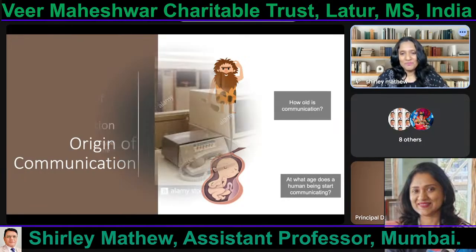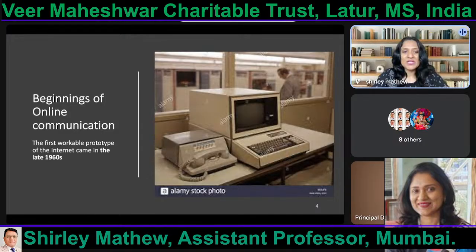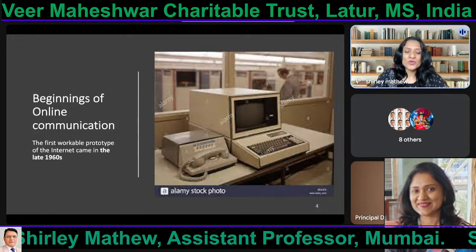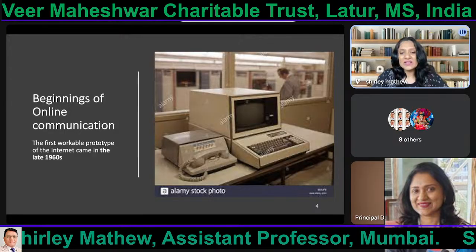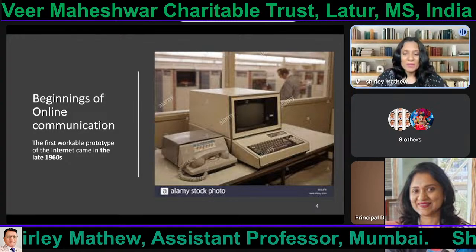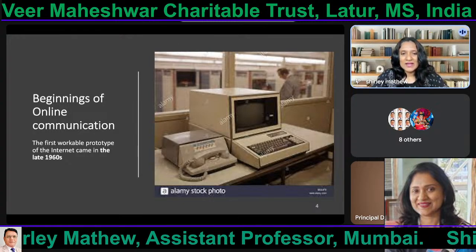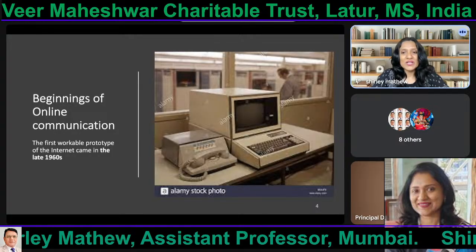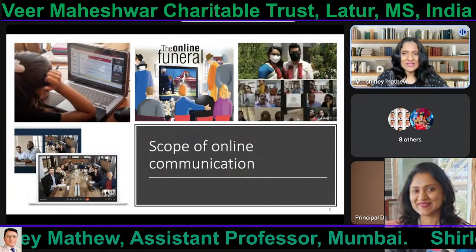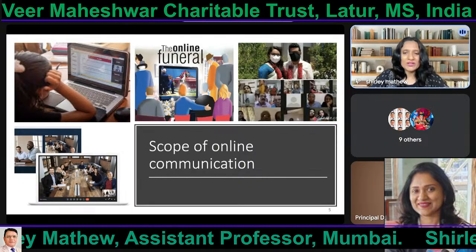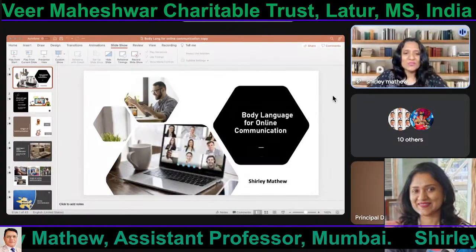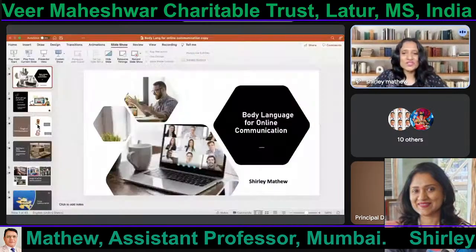Now, if you look at the beginnings of online communication, the first workable prototype of the internet came in the late 1960s. And after that, there has been a rapid growth, and now we know that we spend maximum time online in various ways. Looking at these pictures, can you tell me what are the ways people spend their time online, or what are the aspects of online communication?